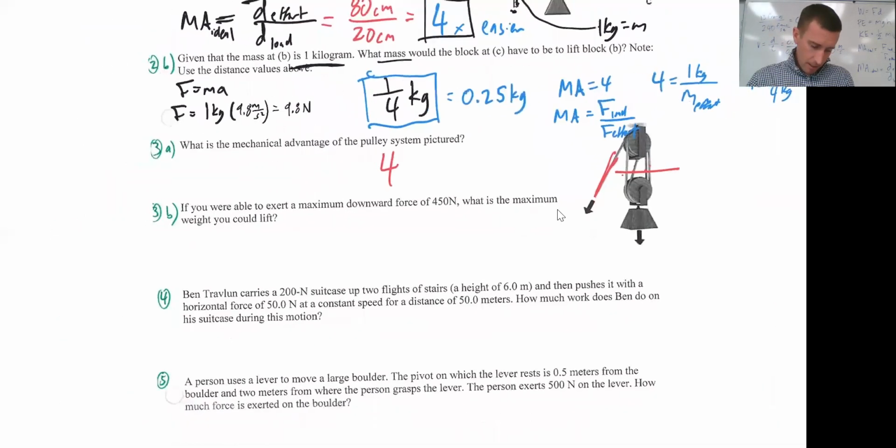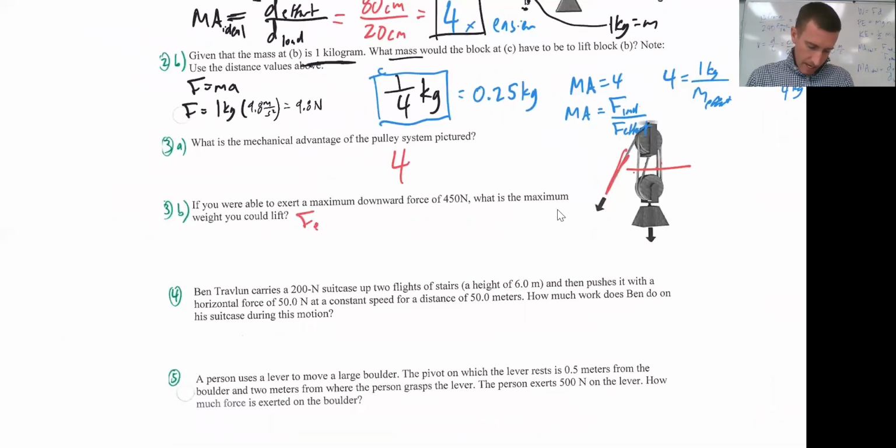So I'm given the force of my effort, right? The force of the effort is 450 newtons. What is the maximum weight you could lift? So weight is a force. So I need the force of the weight or the force of the load. That's how much I could lift. The load is how significant the thing is. I need the force of the load. I have the force of the effort. And from up above, I also have a mechanical advantage.